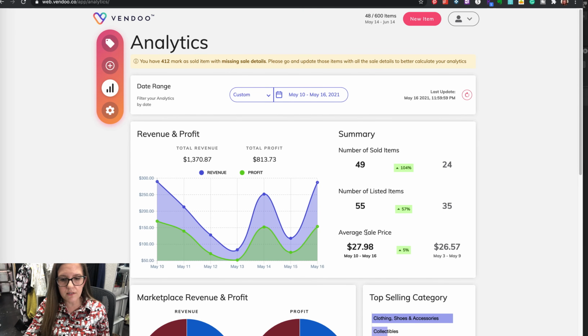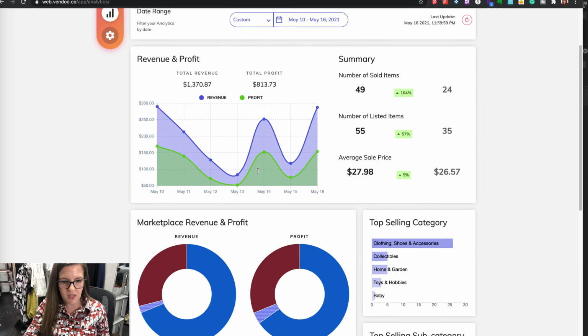Our average sale price is still a little low at $27.98, but our total revenue for the week is creeping up to where we want it. We really want to be breaking 1,000 on our total profit, but we're creeping up there.